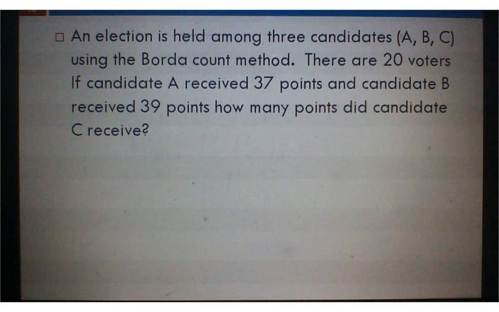First of all, we know there's 20 voters. And if there are 3 candidates, there are 3 spots on a ballot. So we have 20 voters, and each ballot is going to have 6 points. So that's 3 points for first place, 2 points for second place, and then 1 point for third place. That adds up to 6 times 20. So in the entire election, there are 120 points that come from the ballots.